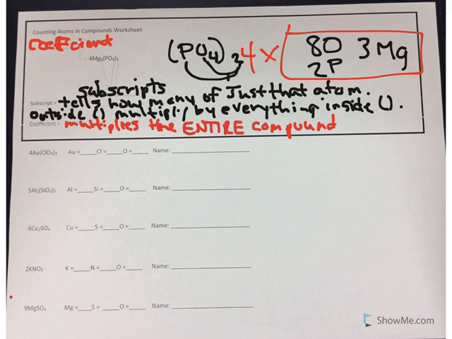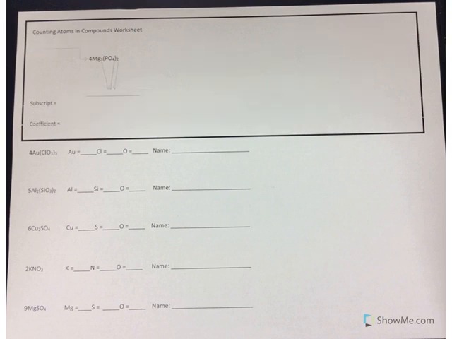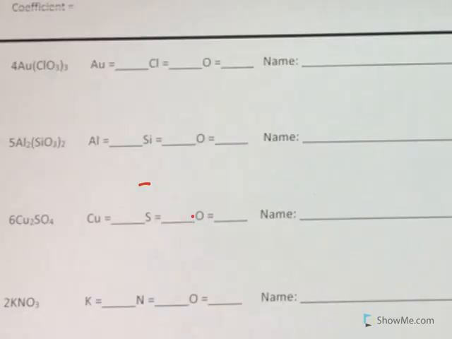Okay? So here's what we're going to do on this worksheet. We're going to figure out how many of each element we would have. Then I'm going to draw pictures of what that looks like. So I'm going to zoom this in a bit. There we go. So we have 4AuClO33. That's our first one.